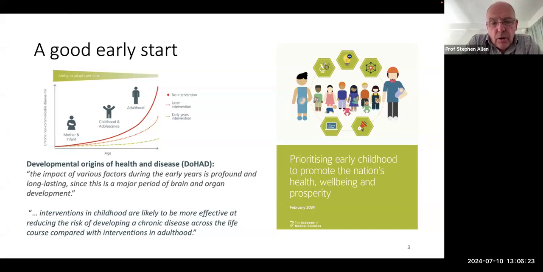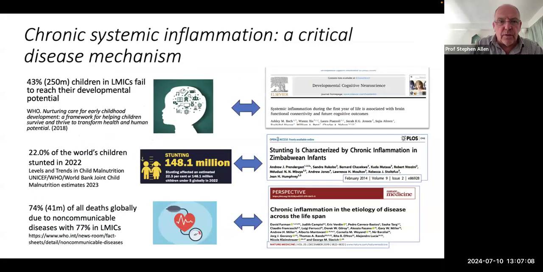This aligns with the developmental origins of health and disease, where we know that poor growth and adverse events in early life have long-term impact on the life course. So the impact of various factors during early years is profound and long-lasting, since this is a major period of brain and organ development, and interventions in childhood are likely to be much more effective at preventing chronic diseases such as cardiovascular disease, stroke, hypertension, and type 2 diabetes. They're much more likely to be effective early in life than later. And this is a UK perspective. Of course, we translate that into the first 1,000 days in poorer countries, which I'm sure everybody is familiar with.